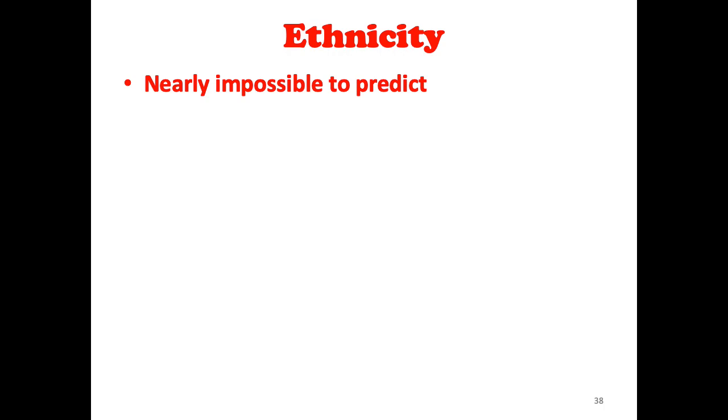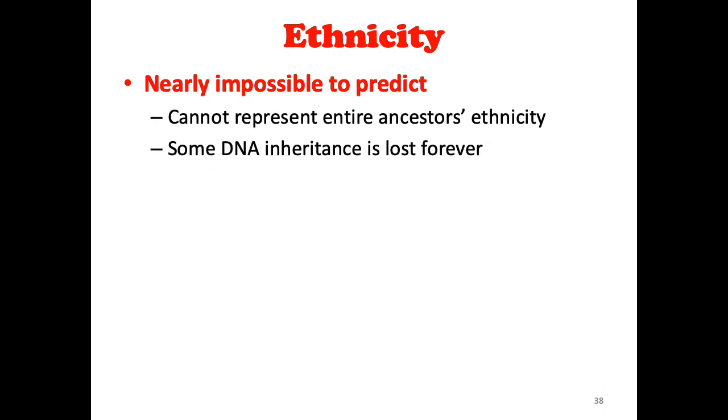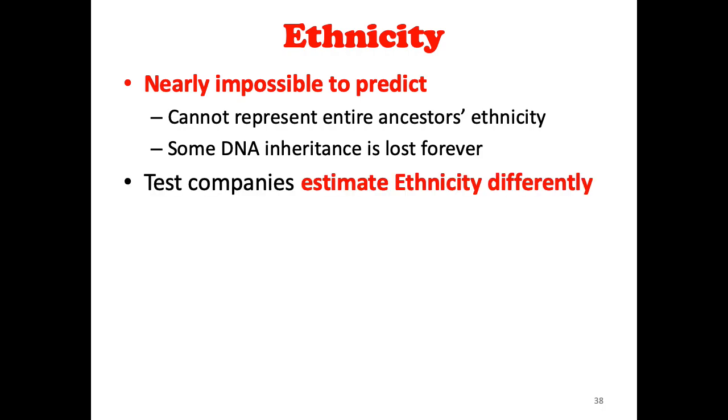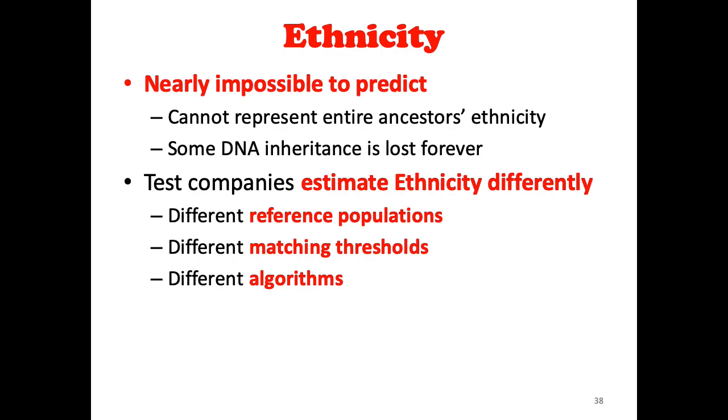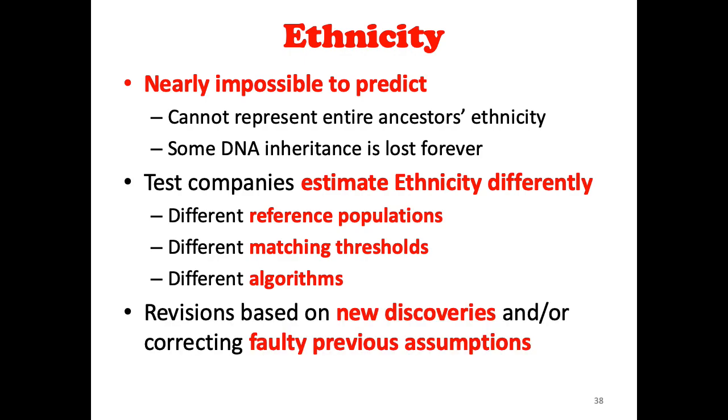Now, I will say that ethnicity is nearly impossible to predict. They're getting better by revising a lot of the reference populations, but each company has different ways of determining your ethnicity. They use different reference populations, different matching thresholds, and different algorithms to determine it. So it's constantly changing. Those who have tested at Ancestry probably have seen that all of a sudden your ethnicity changes to a vast degree because they've improved it.